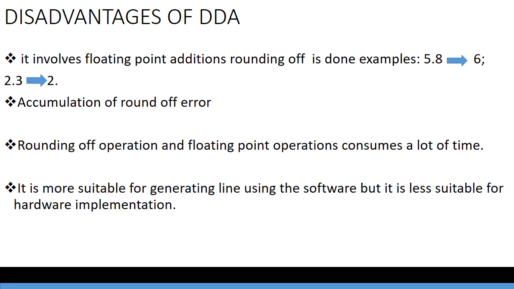So this is the disadvantage. If we recall, on the x-axis, it involves floating point additions where rounding off is done. For example, 5.8. Once we set 5.8, we can produce 6 or 7 in between this 5.8 and so on. So there is accumulation of round-off errors. Rounding off operations and floating point operations consume a lot of time. It is more suitable for generating lines using software, but it is less suitable for hardware implementations.